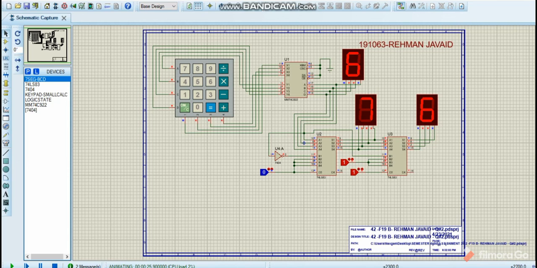Now again we will give it an even number, for example 6. So you can see that it adds 1 to the input at the first stage, and after that at the second stage it subtracts 1 from the output of the first stage. So this means that our circuit worked perfectly according to the requirements of the question.